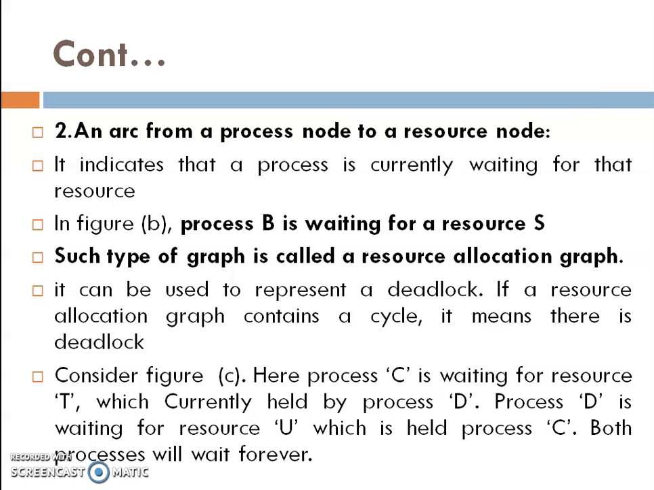Such type of graph is called the resource allocation graph. It can be used to represent a deadlock. If the resource allocation graph contains a cycle, it means there is a deadlock. Then figure C. Here process C is waiting for resource D, which is currently held by process D. Process D is waiting for resource U, which is held by process C. Both processes will wait forever.